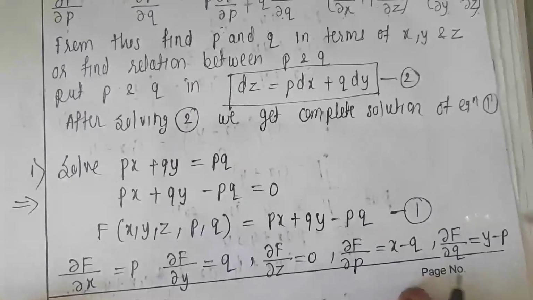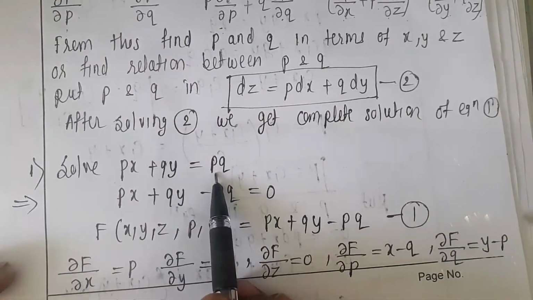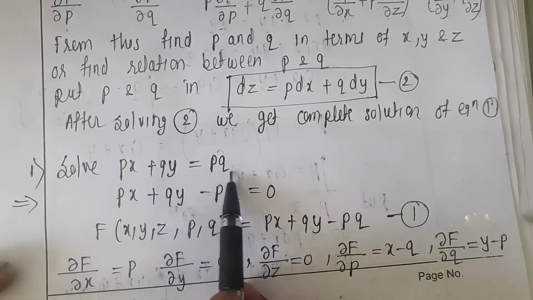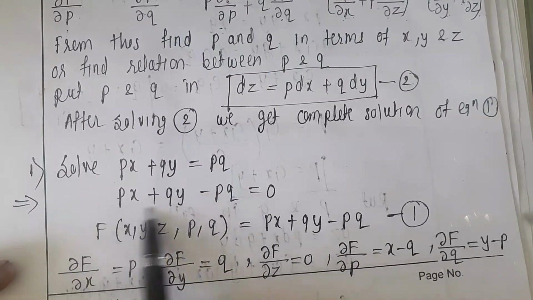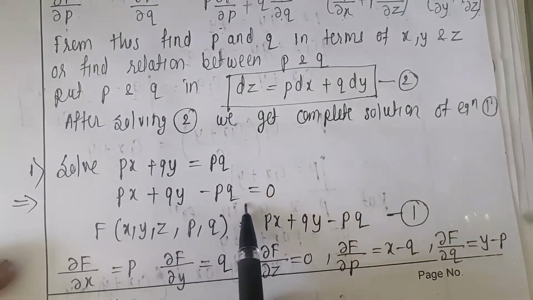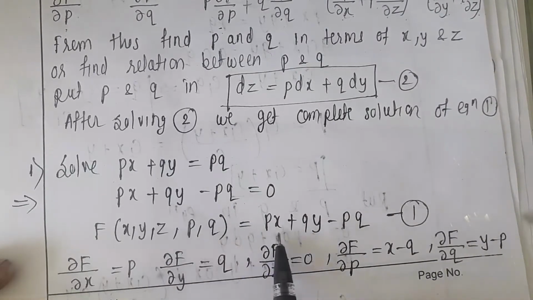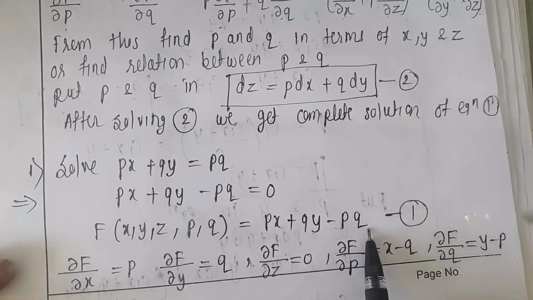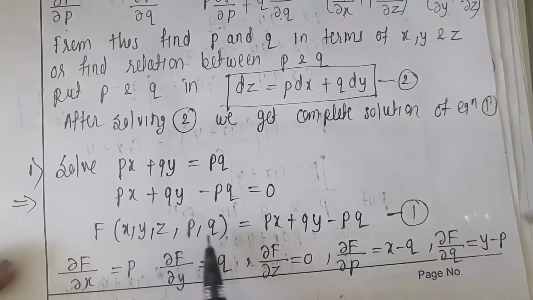So we see one example on this. If we have the question px + qy = pq, this is a non-linear PDE because it is multiplied by p and q. Now to solve this, we consider this function as f. We shift pq to the left hand side: px + qy - pq = 0. So f(x, y, z, p, q) = px + qy - pq. Now find the derivatives of f with respect to x, y, z, p, q.